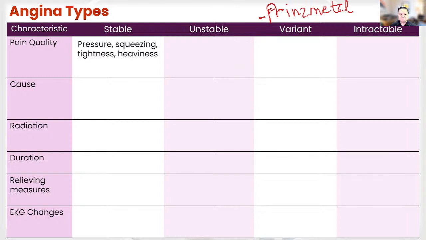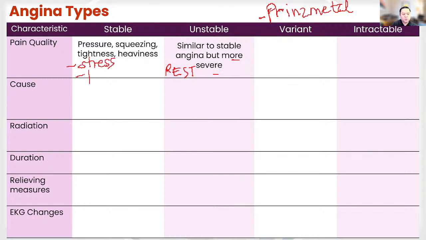And with that, unstable, let's compare first according to the pain characteristics, the quality. With the unstable type of angina, the quality of pain is similar to stable angina, but it is much more intense, much more severe. And this can occur at rest. Okay? Occurs at rest. Whereas with stable angina, it occurs when there is increasing stress or physical activity. All right, so see the difference here between the stable and unstable angina?